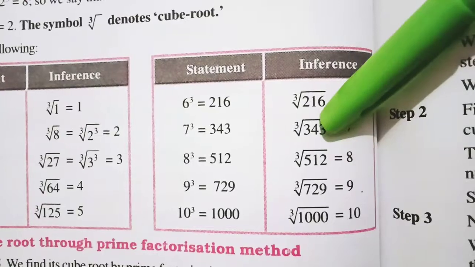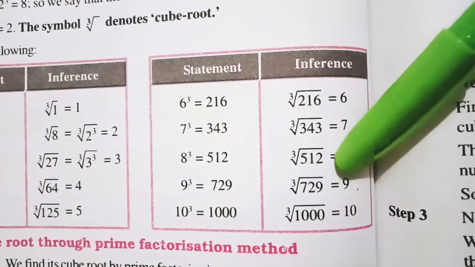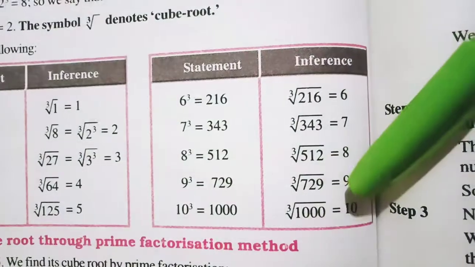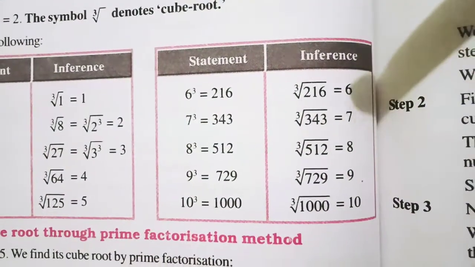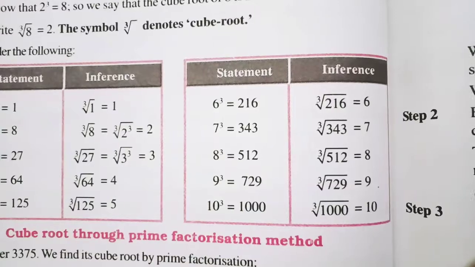Cube root of 343 is 7. Cube root of 512 is 8. Cube root of 729 is 9. Cube root of 1000 is 10. So these cube roots you have to learn by heart from 1 to 10.